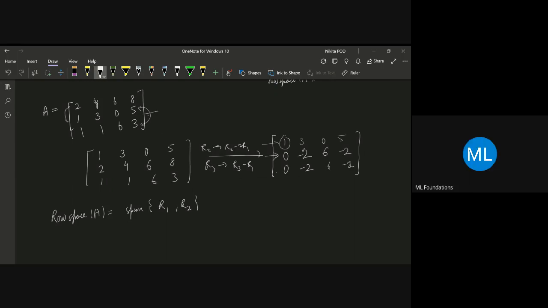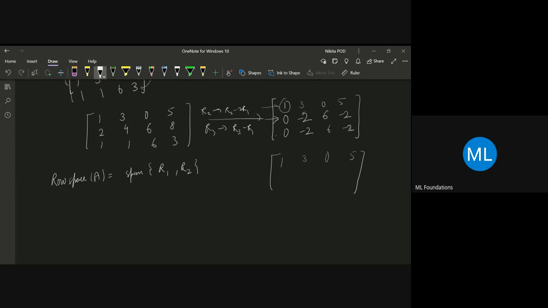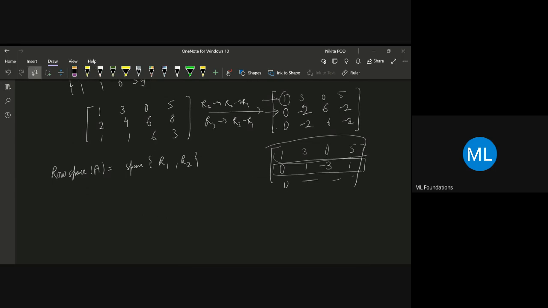So this becomes, okay. But still, the answer is not coming right. Maybe it is some other basis. We should check whether those rows are multiples of row 1 and row 2. So we got (1, 3, 0, 5) and (0, 1, -3, 1), right? This is 0, 0, 0. What is the answer given? It should be some other basis, definitely.